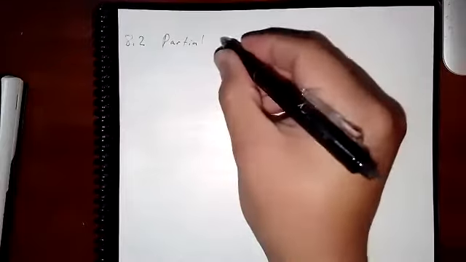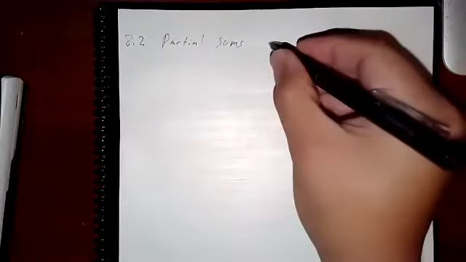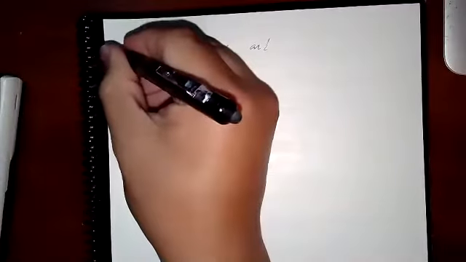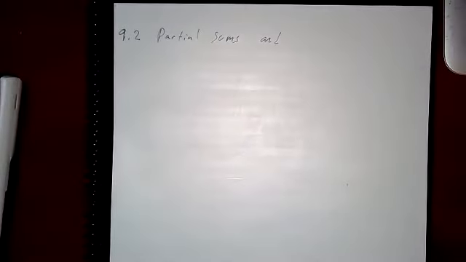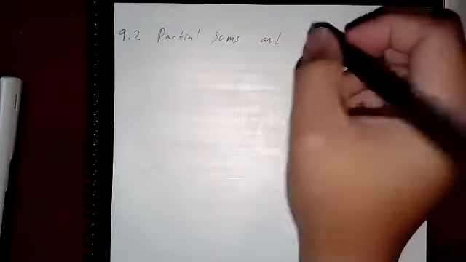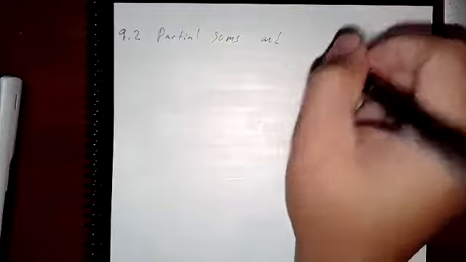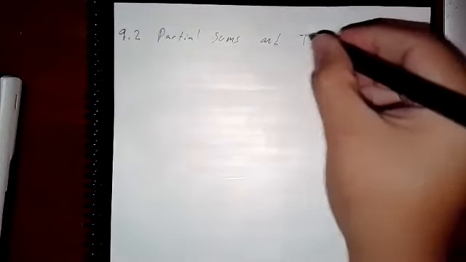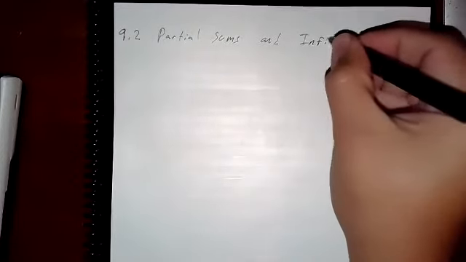Partial sums. 9.8. Oops, sorry. 9.2. Going back to time machine. Yeah, that's from an older book. They changed it. Got used to 8. Partial sums and infinite series. Alrighty.